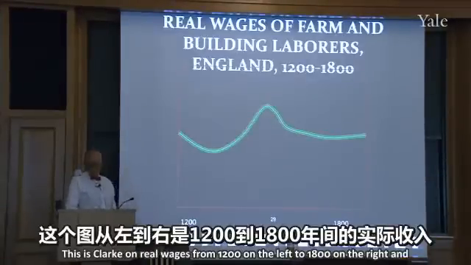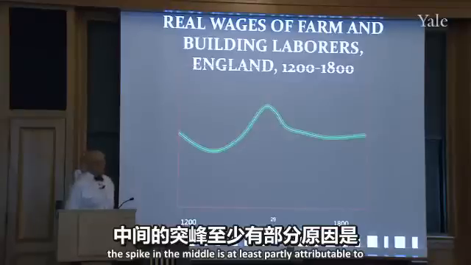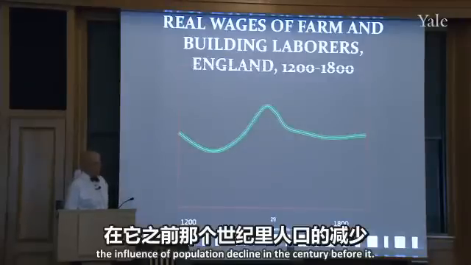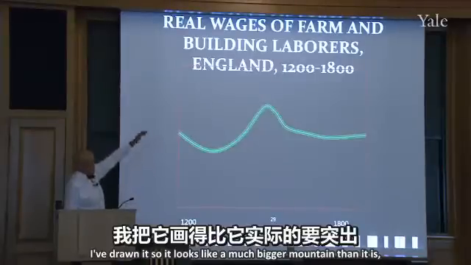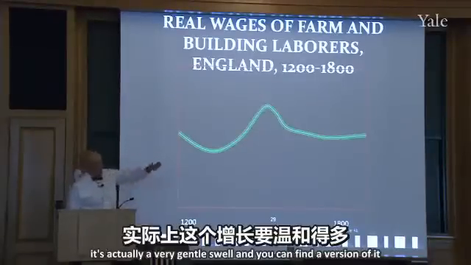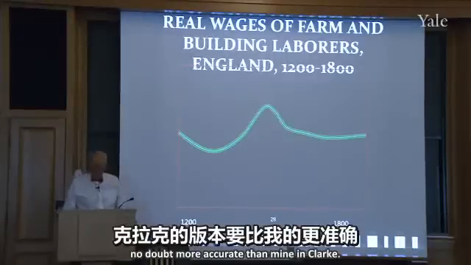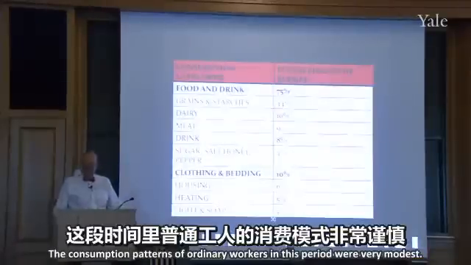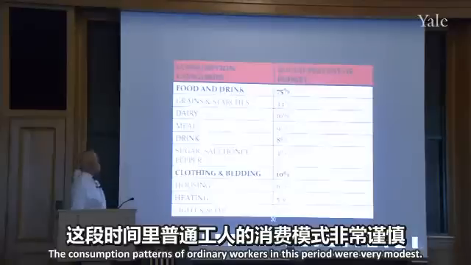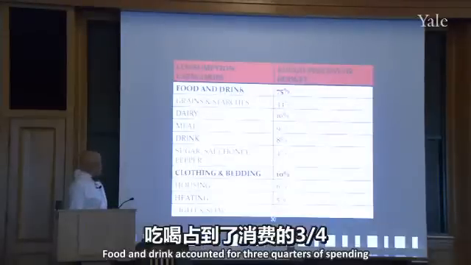This is Clark on real wages from 1200 on the left to 1800 on the right. And the spike in the middle is at least partly attributable to the influence of population decline in the century before it. And I've drawn it so it looks like a much bigger mountain than it is. It's actually a very gentle swale, and you can find a version of it, no doubt more accurate than mine, in Clark.